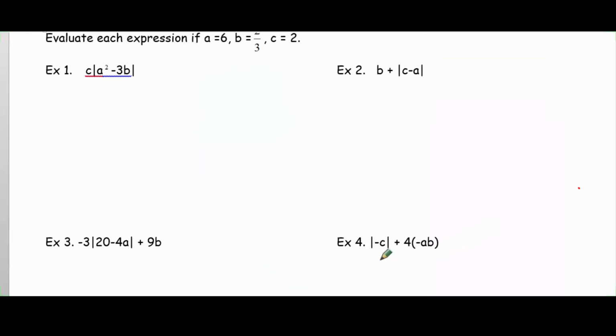So let's do one more example here. We'll do example 4, and I'll leave you with example 3. Here's what to do on your own. Okay, so we have the absolute value of negative c. So we're going to rewrite that in here. Absolute value of negative c. So a negative in c is 2. You can put parentheses around that if you want, but there's nothing else going on. So I'm going to leave it as just negative, and then c is 2. Plus 4, parentheses, negative, a, which is 6, and b, which is 2/3.